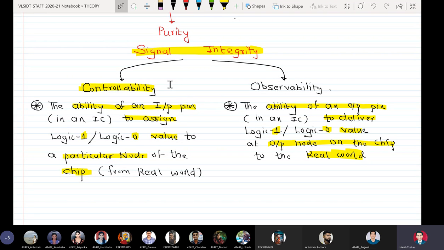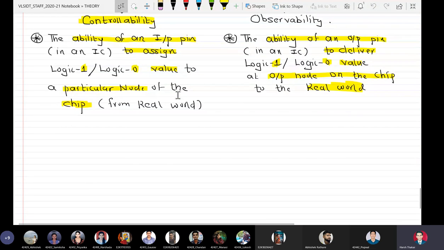We have defined controllability as the ability of an input pin of an IC to assign logic 1 or logic 0 value to a particular node inside the chip, while we define observability as the ability of an output pin of an IC to deliver logic 1 or logic 0 value at an output node on the chip to the real world.